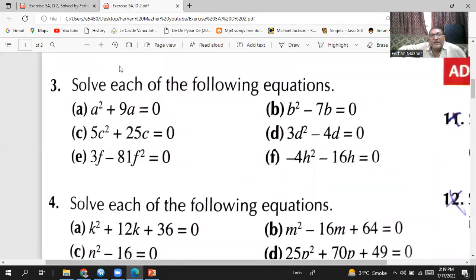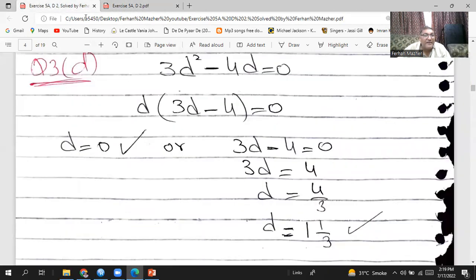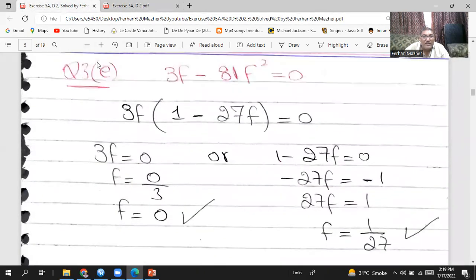Question number 3, and its E part, it is 3f minus 81f squared equals 0. So I will take the common and I will try to factorize them. Okay, so we are going to the next question. On your screen, question number 3, E part is showing up. 3f is common, so I will take 3f common. When I take 3f common, in the bracket I am left with 1 minus 27f, bracket close, equals 0. These two factors are multiplying with each other and the product is 0. So either the first factor is 0 or the second factor is 0.